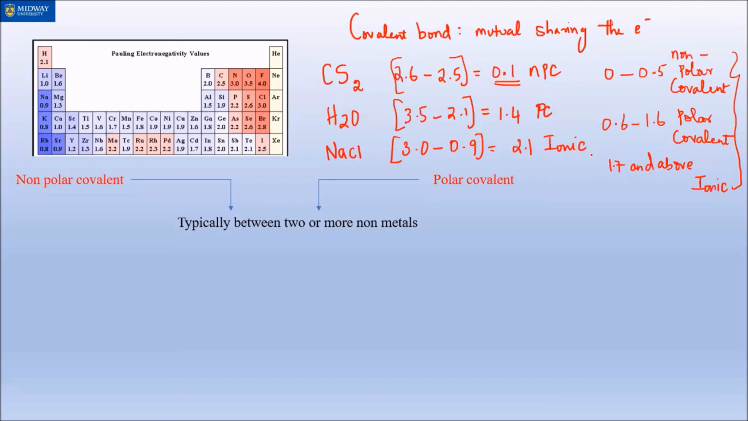And that's all I had to say about polar covalent and non-polar covalent, without using up any more of your time. And we're going to pursue naming compounds, which would take a chunk of the next few videos.